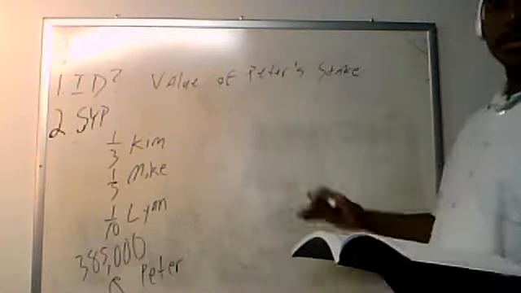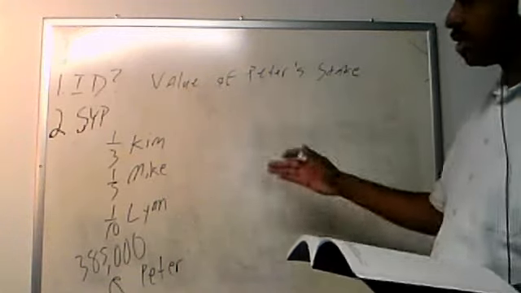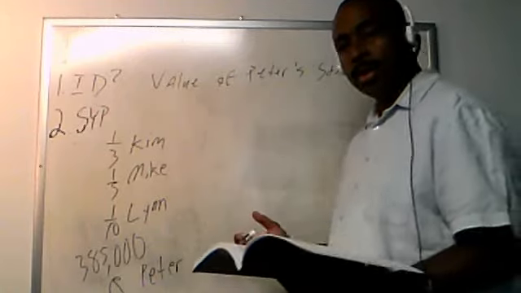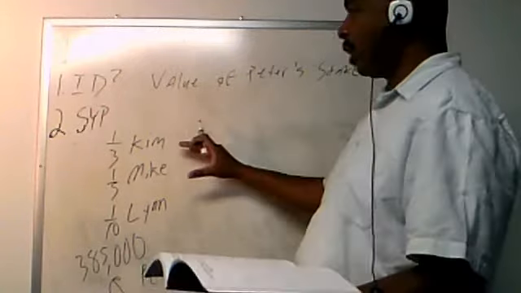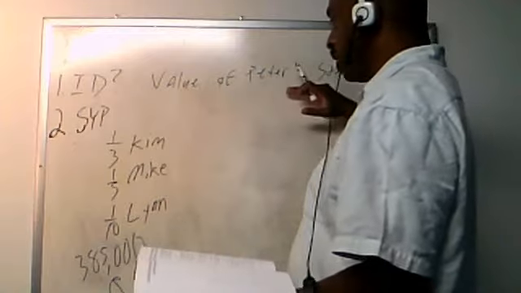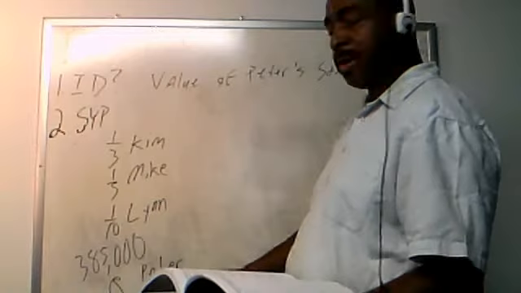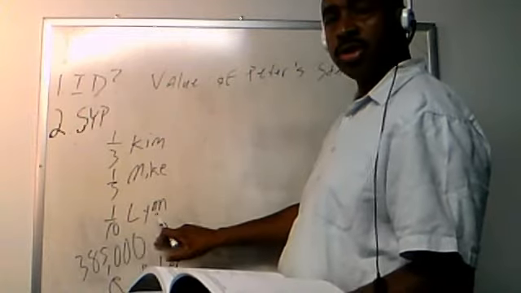This is so important, to identify the question and state your path. Get those facts out. Don't try to jump into the problem because it won't work. So now we know we want the value of Peter's stake. We know the fractions that the others own. We know that Peter owns the rest, and we know the company is $385,000.